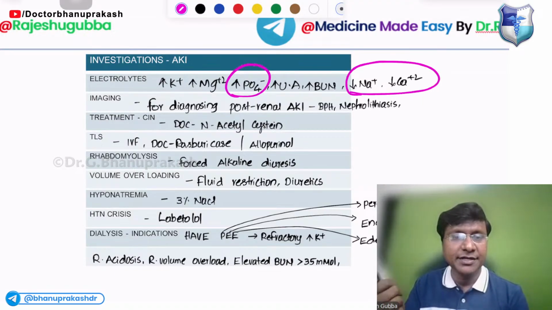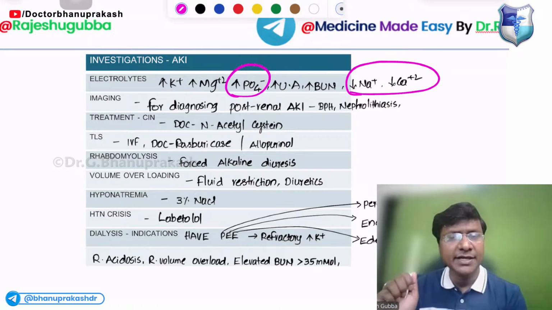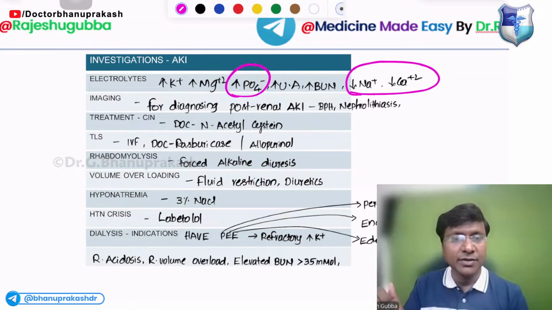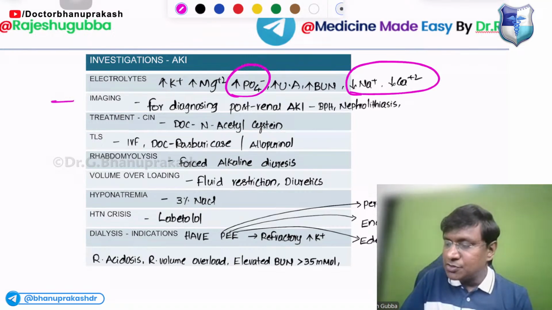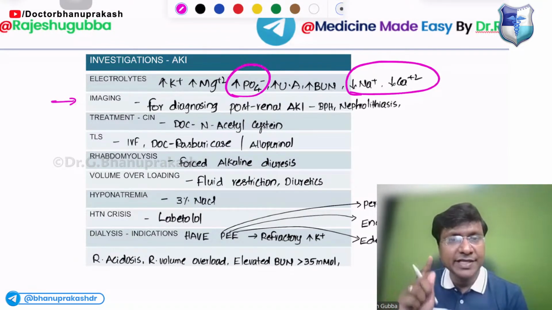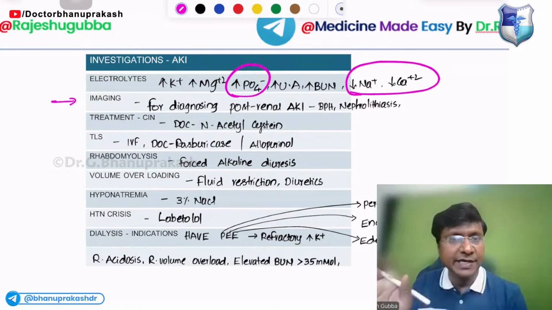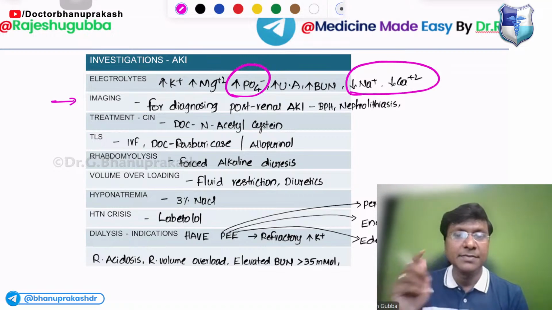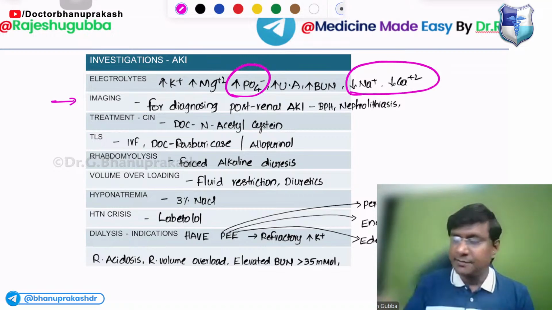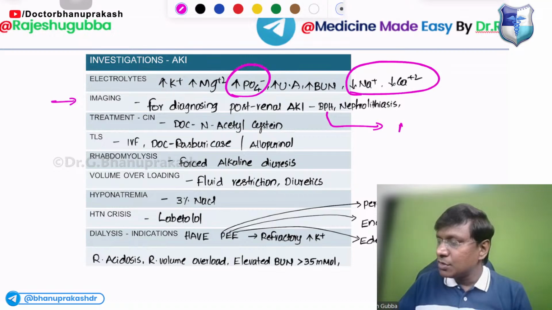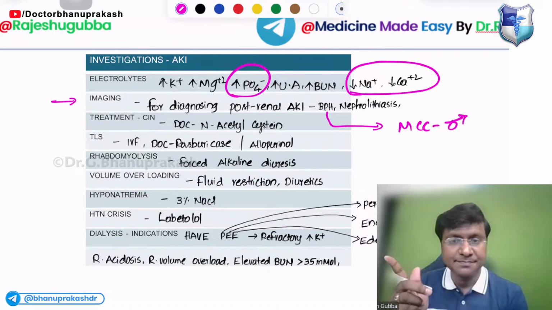And the electrolytes which are increased are potassium, magnesium, phosphate, as well as an increase in uric acid and blood urea nitrogen. These are the electrolytes. Now, what is the purpose of doing imaging? The purpose of imaging is mainly to diagnose the post-renal type of acute kidney injury. What are the etiologies that will be causing post-renal acute kidney injury? That is benign prostatic hyperplasia, which is the most common cause of post-renal acute kidney injury in males. Also nephrolithiasis, that is ureteric stones.